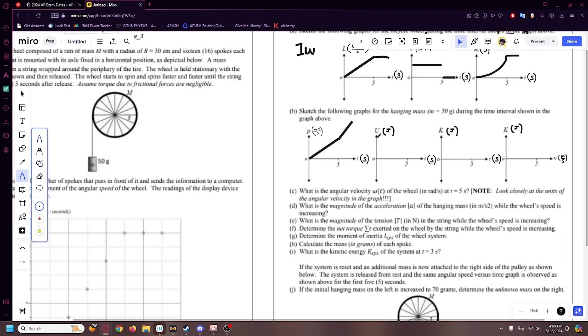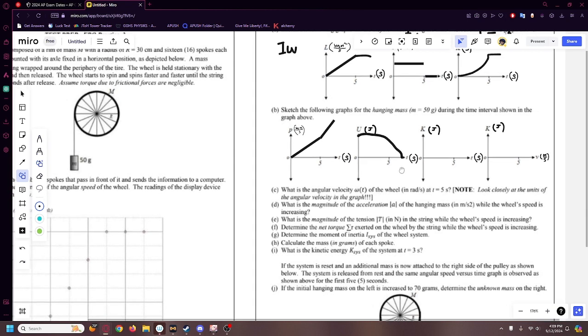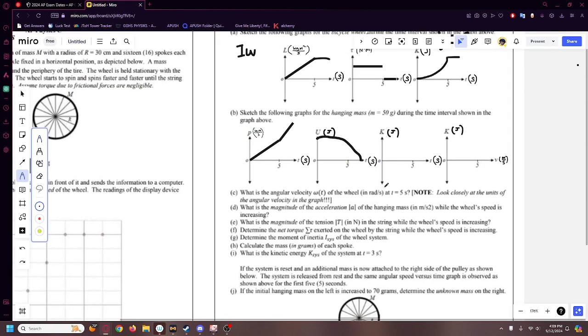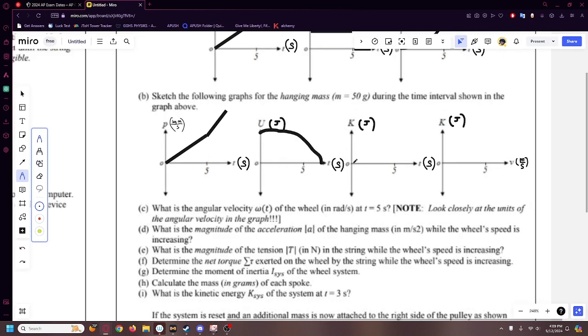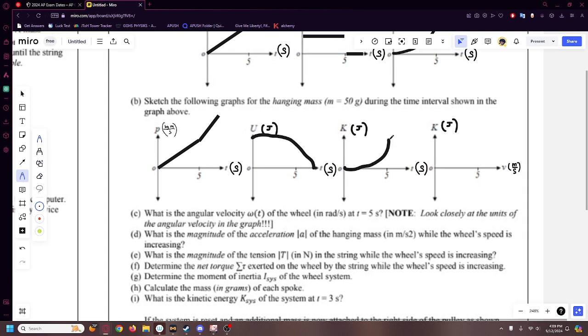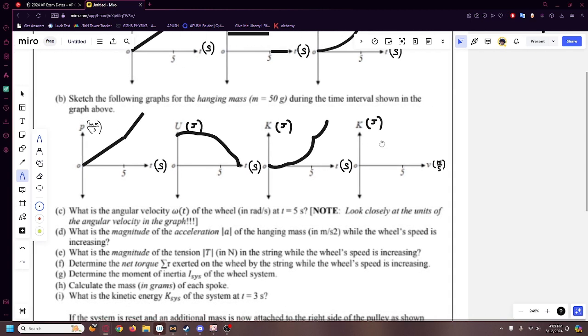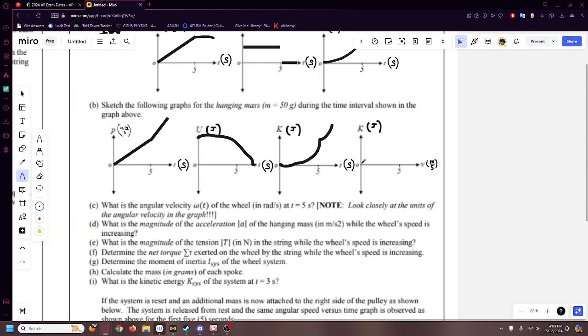The graph for potential energy will be like this. The graph for kinetic energy, the velocity is increasing constantly until 5 seconds. And then after 5 seconds, it will increase a bit more. The velocity increases faster. And then it'll be the same thing for kinetic energy over velocity.